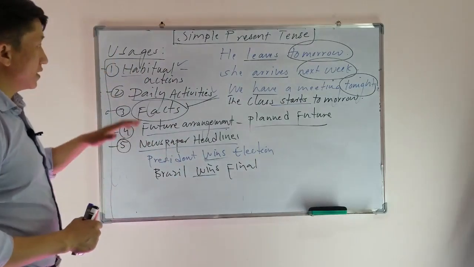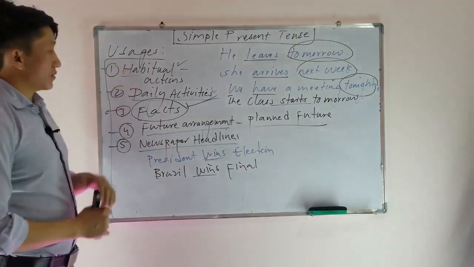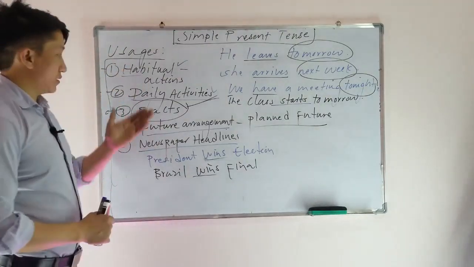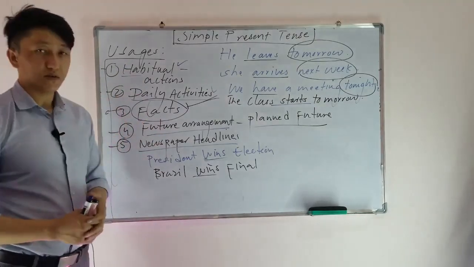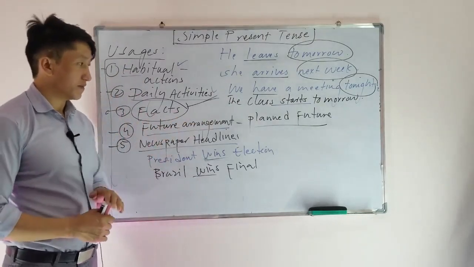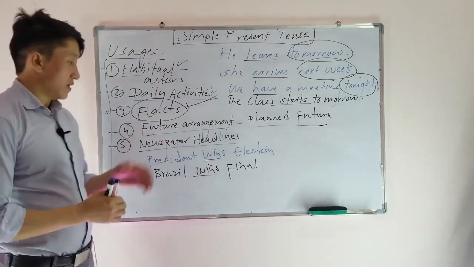Let's review again. Simple present tense, or present simple tense, is used to talk about habitual actions. It is used to talk about daily activities. It is used to talk about future arrangement, or we can call this planned future. It is also used to talk about newspaper headlines.